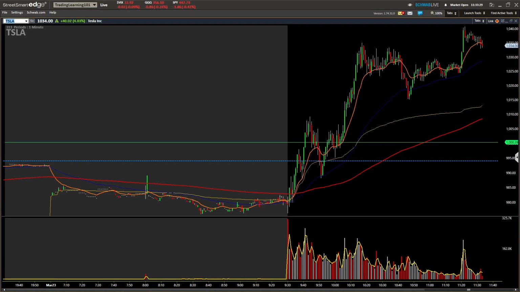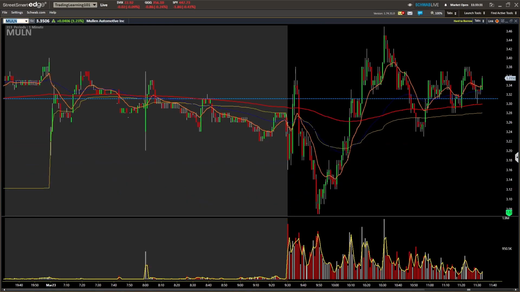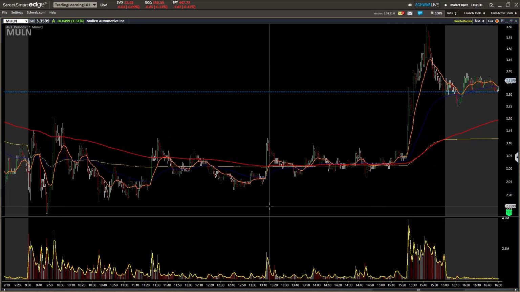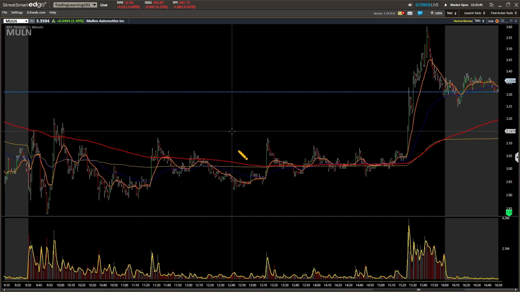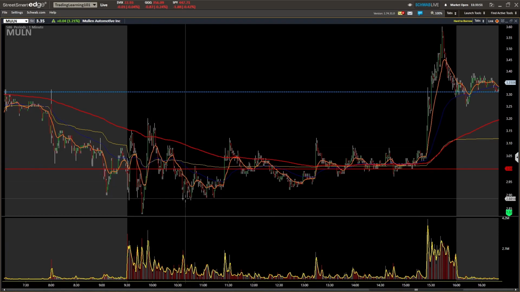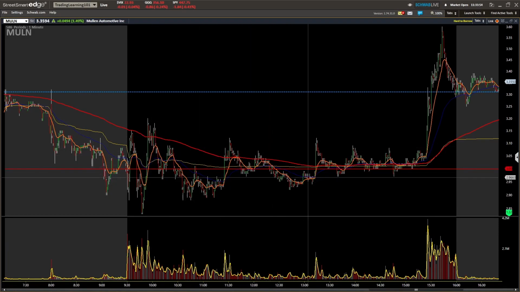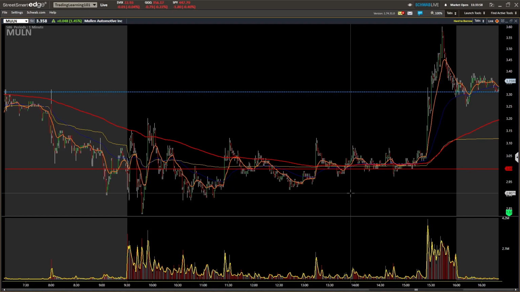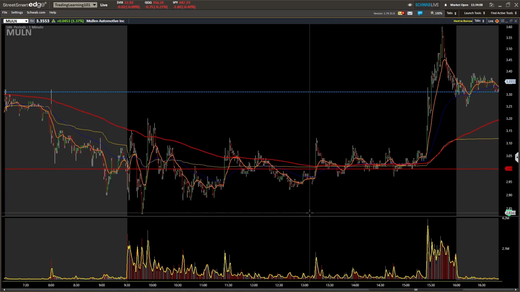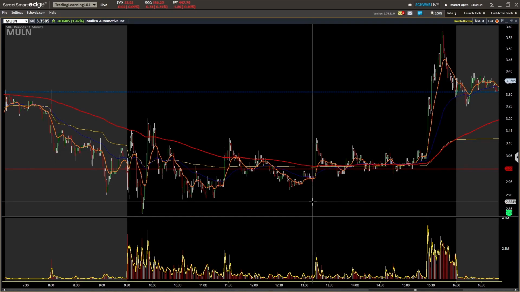Now let's take a look at MULN, for example. This stock is at around $3 a share. It's in small cap land. We'll zoom in on yesterday's trading action. We're going to draw out our line right here at $3. You could see that the stock was in and out of that $3 level all day, right? Some people are going to base their support and resistance. They're going to say resistance was up here at $3.20, support is down here at $2.83, and they'll pinpoint it to the exact price.